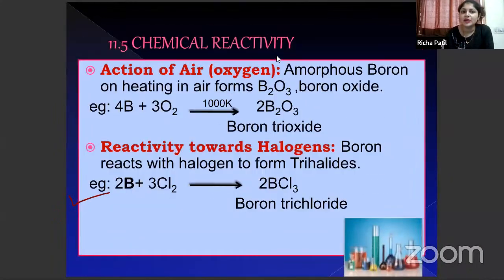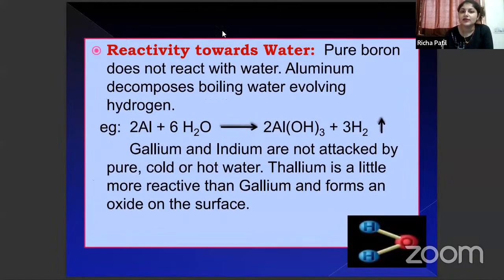Next we'll see the chemical properties. When boron is heated with oxygen at 1000 Kelvin, it forms boron trioxide. These are certain chemical reactions. Next is with halogen. When boron reacts with halogen, it forms boron trichloride. Then with water, what happens?